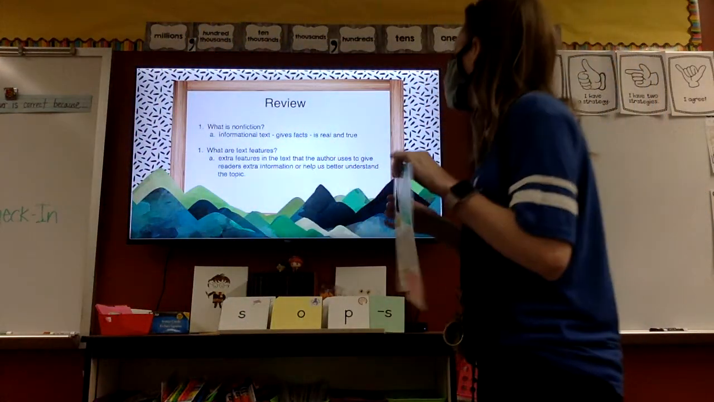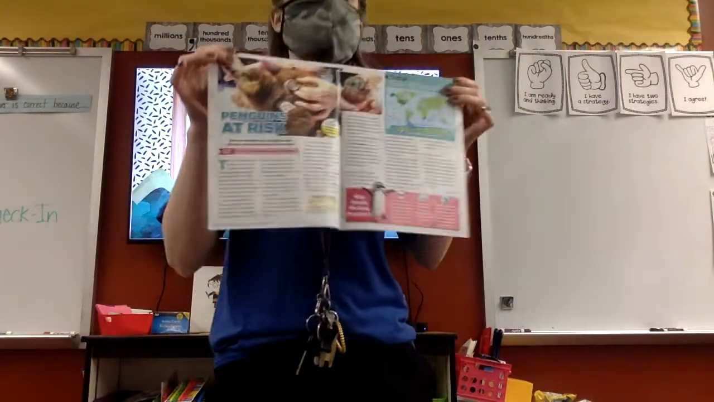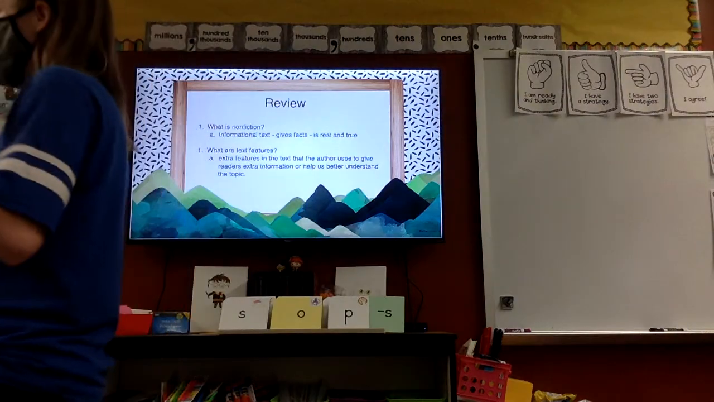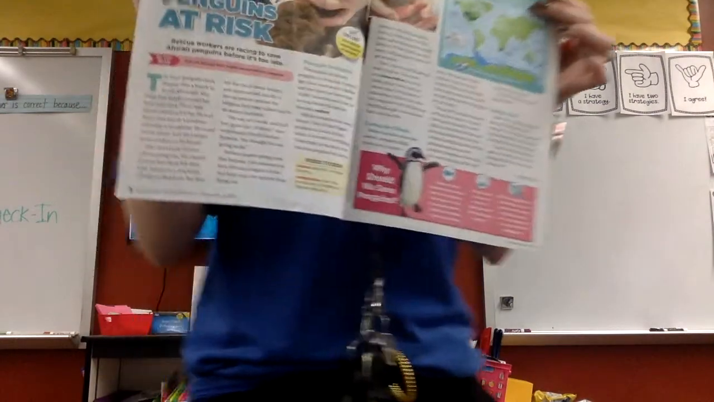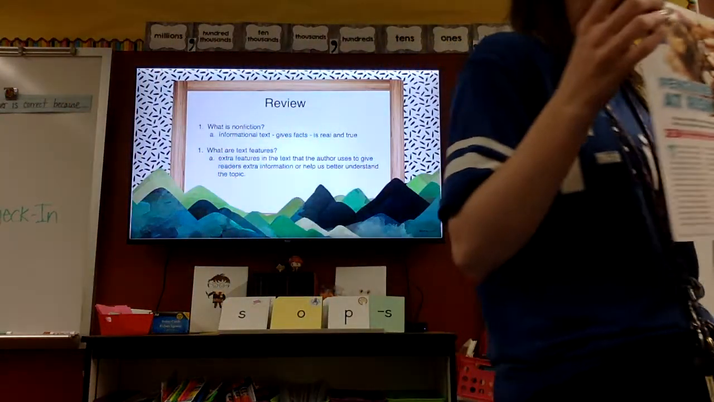Okay, kiddo, so nonfiction text features are anything that is not the words. Anything that the author puts into the text to help us understand it better. So things like pictures, things like maps, things like titles and headings and fact boxes. All of those things give me extra information.